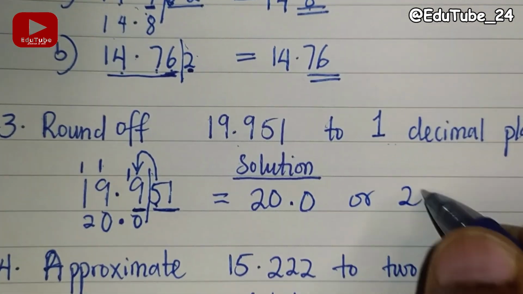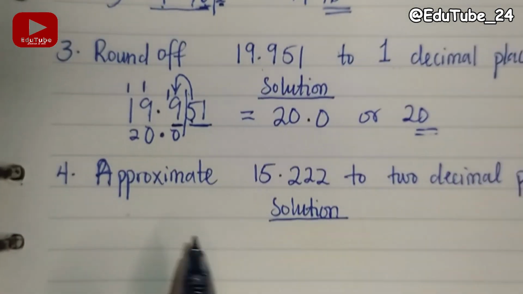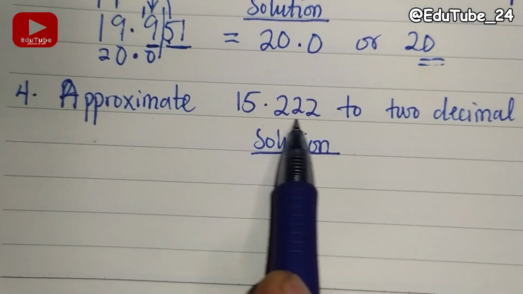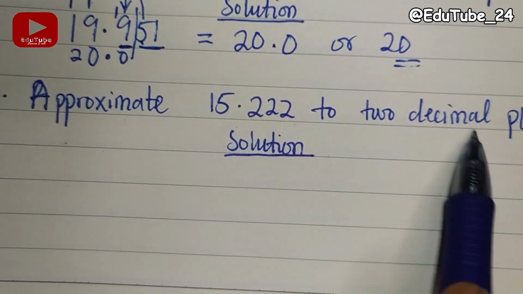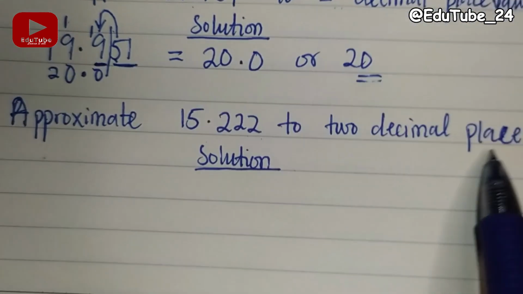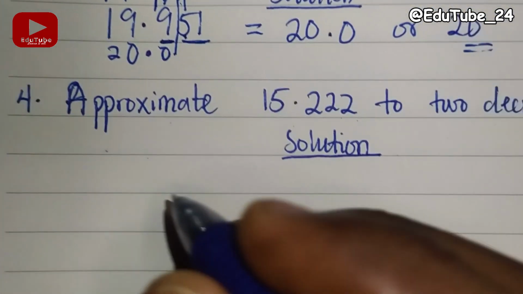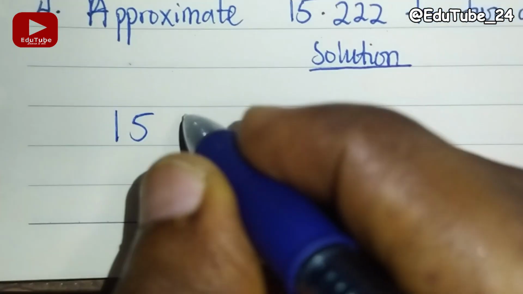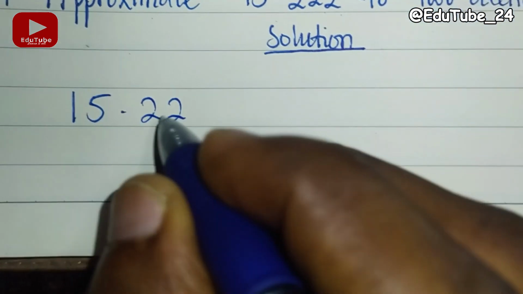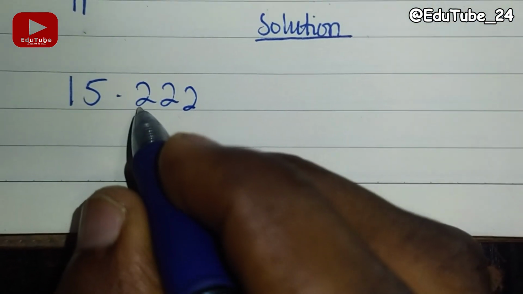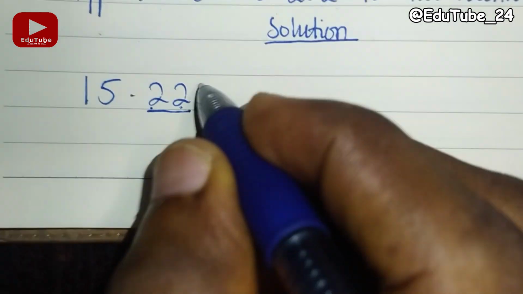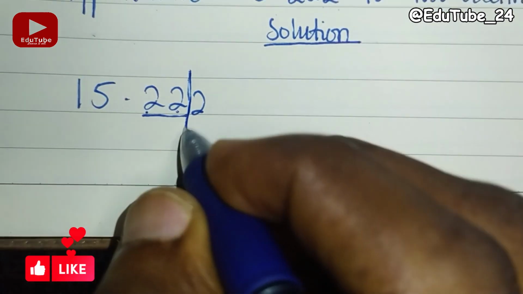or just 20. So then the fourth example says approximate 15.222 to 2 decimal place value. That means we are considering 2 decimal place value. So 15.22. 2 decimal place value means 1, 2. So these are the 2 decimal place value. So that means to the nearest 2 decimal place value.